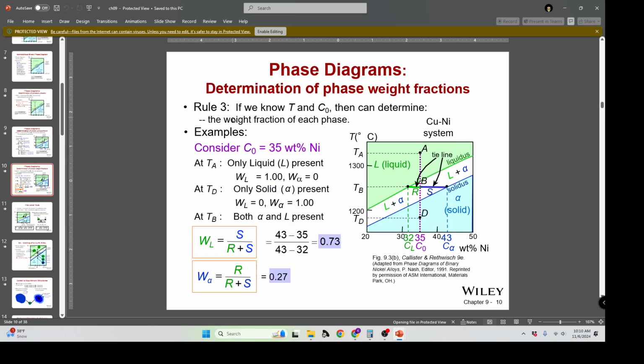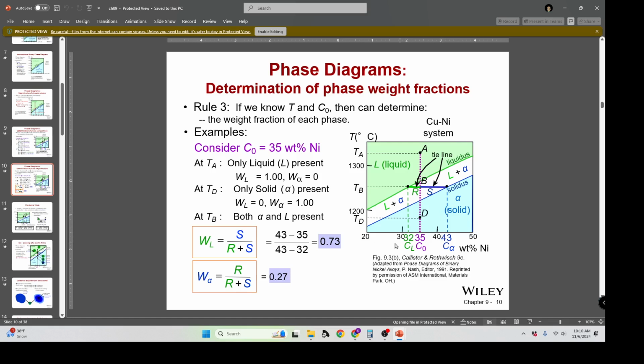So for the third key concept, if we know the temperature and composition, we can determine the weight fraction based on this data. So starting at 35, we heat to this temperature. We know the phases are both liquid and solid. We can determine the composition of the liquid at 32% and the composition of the solid at 43%.